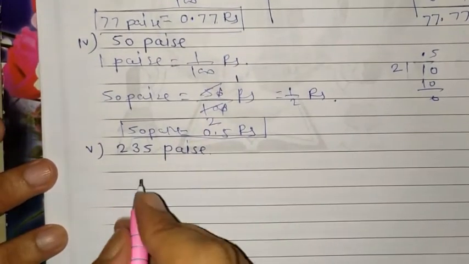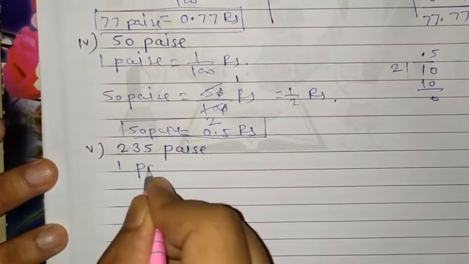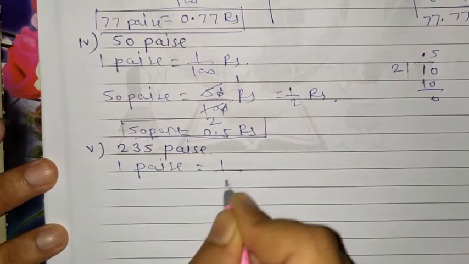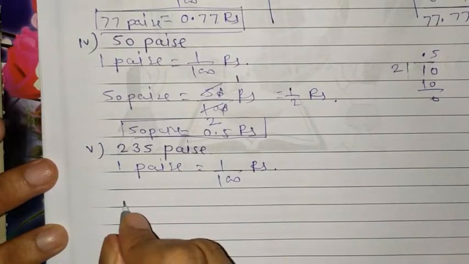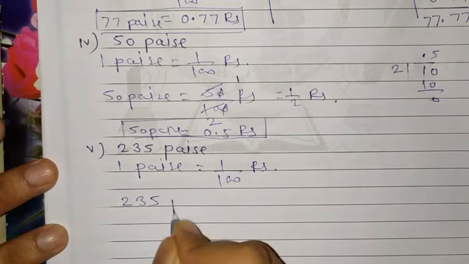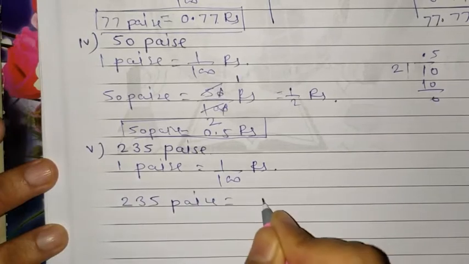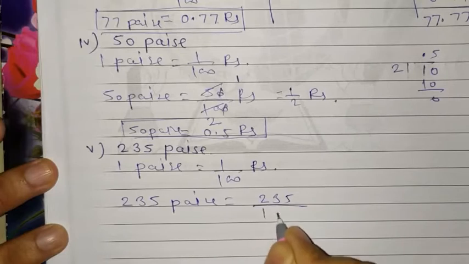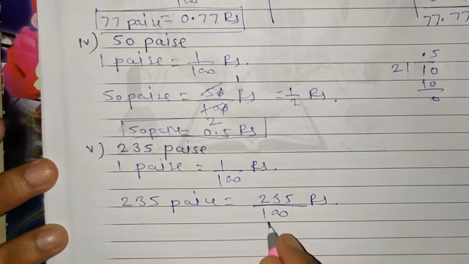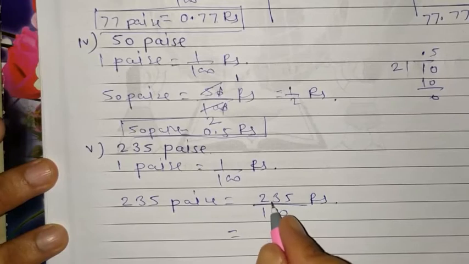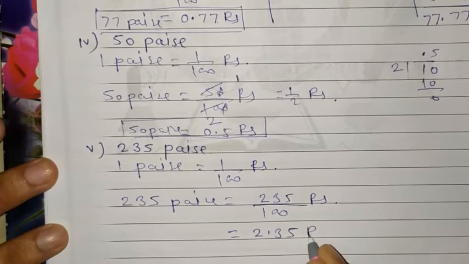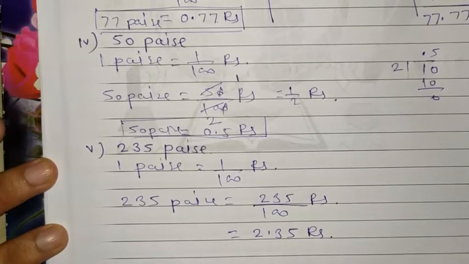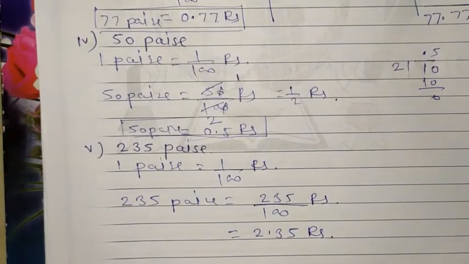Next one is the fifth one. As our formula is 1 paise equals 1 upon 100 rupees, 235 paise equals 235 upon 100 rupees. So here after the decimal point we want two numbers. So it is 2.35 rupees. So this is our answer. I hope friend you understood this question, and after that we will go to the next question.